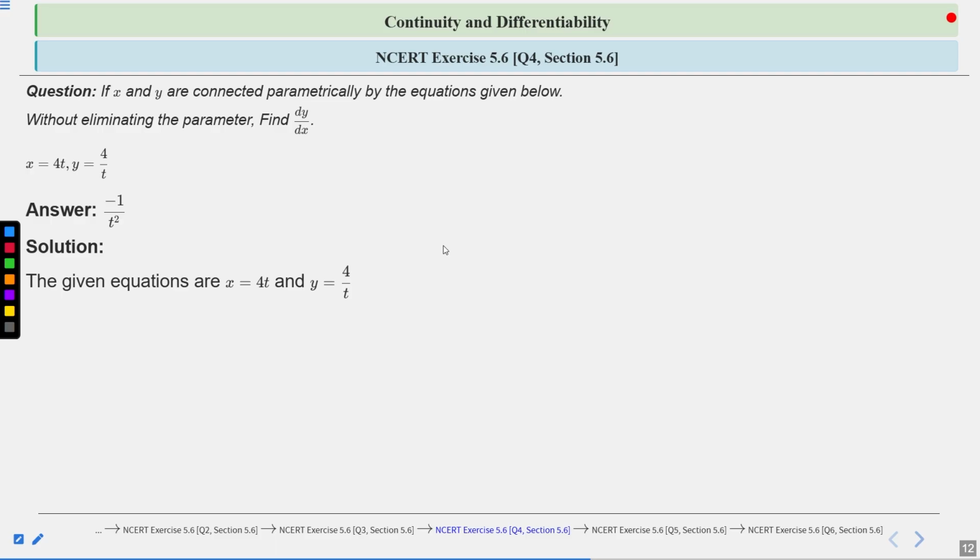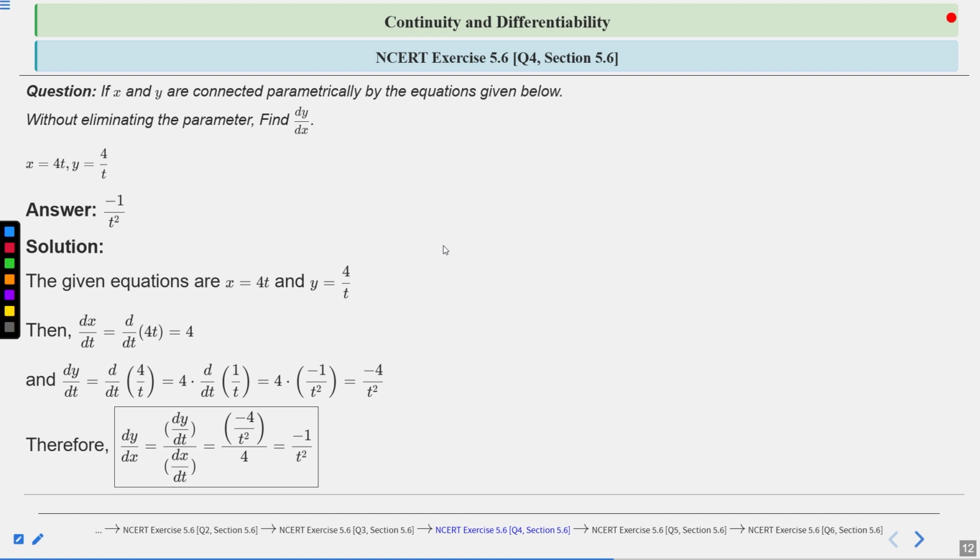The given equations are basically x is equal to 4t and y is equal to 4 upon t, right? Then dx by dt will be equal to d upon dt of 4t, which is equal to 4. And dy by dt is basically d upon dt of 4 upon t, which is equal to 4 into d upon dt of 1 by t, which is equal to 4 into minus 1 by t square, which will be equal to minus 4 upon t square. Clear?